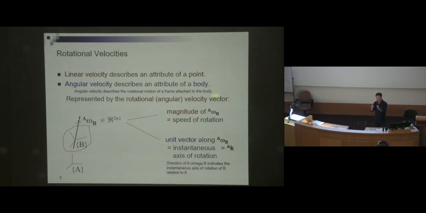We talked about the axis of rotation earlier in the second lecture when we looked at all the different representations. The direction of A omega B will indicate the instantaneous axis of rotation of B relative to A. Bear in mind that over here, for this entire class, we are referring to the instantaneous motion. There will be a part where we compare the instantaneous and normal motion.